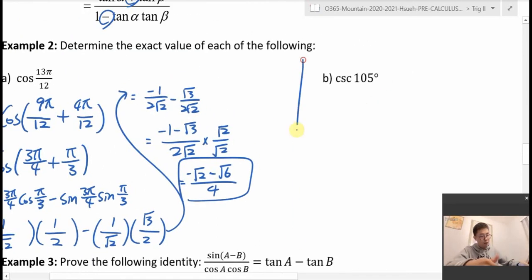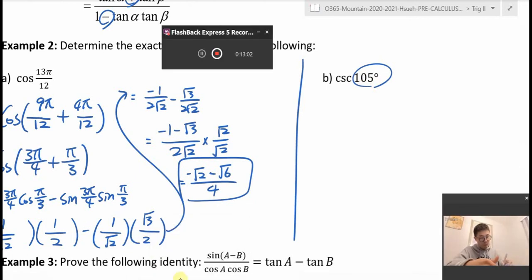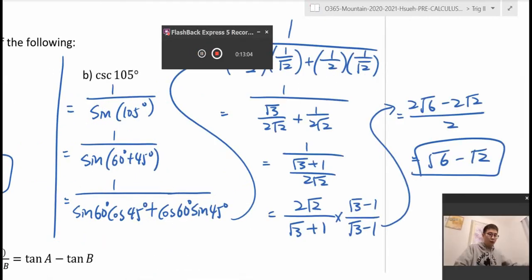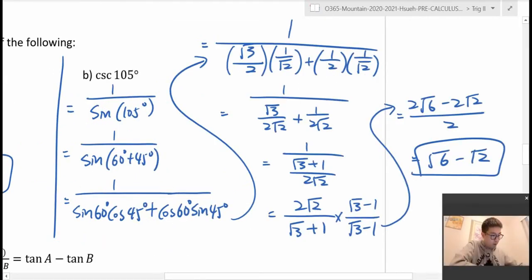Now you can try part B. You need to, again, think about two angles that will make 105 degrees. Good luck. All right, so hopefully this is what you got. You should get root 6 minus root 2 at the end. One thing you should notice here is that I actually didn't rationalize the denominator. I actually flipped the fraction first, and then I noticed this is the denominator I will get at the end, so I rationalize this instead.